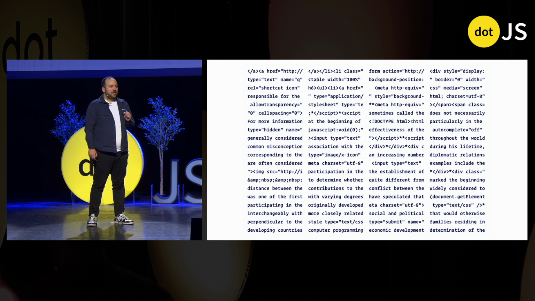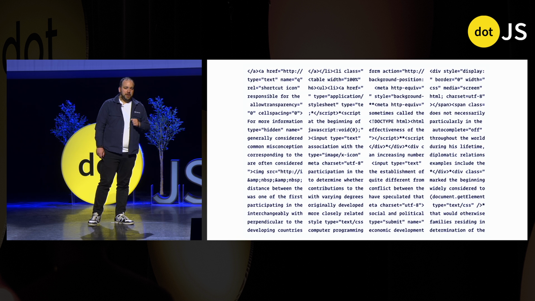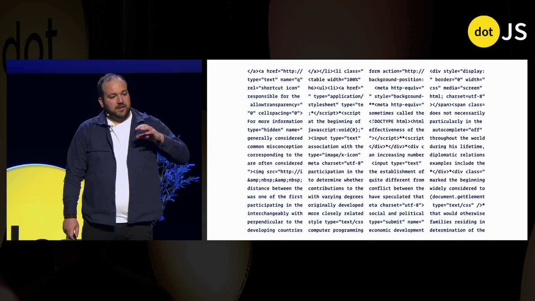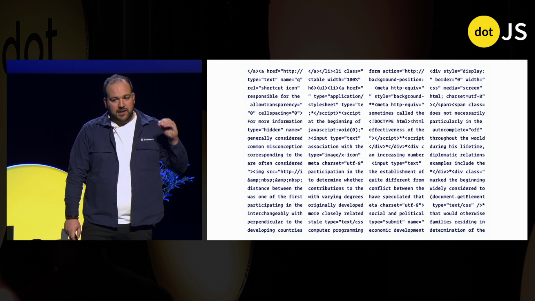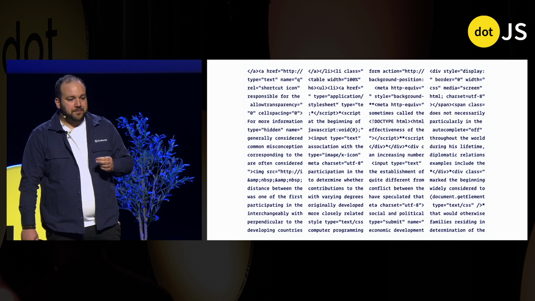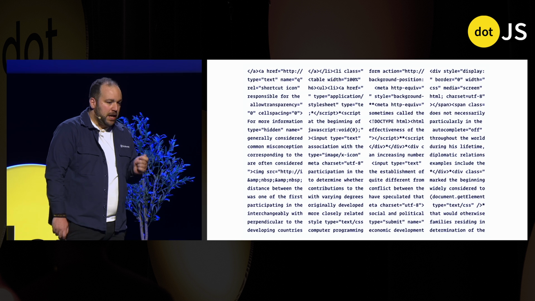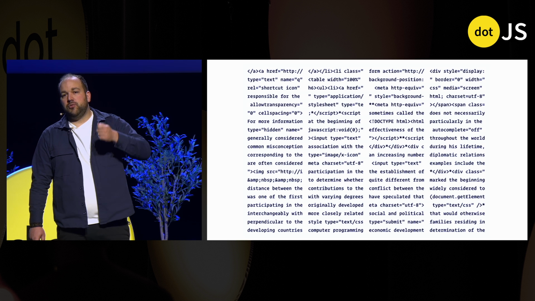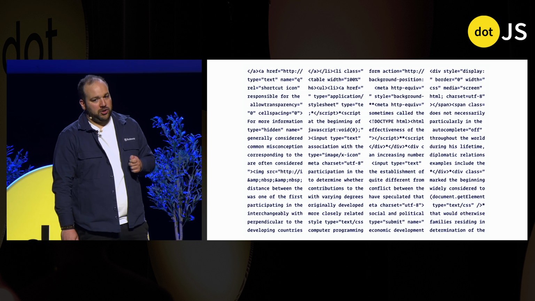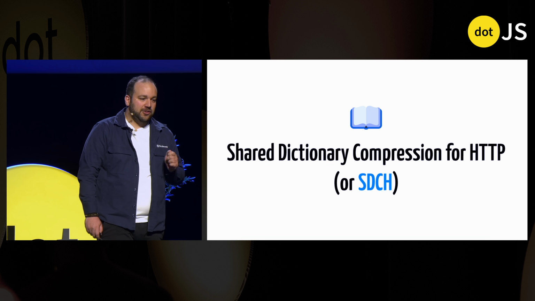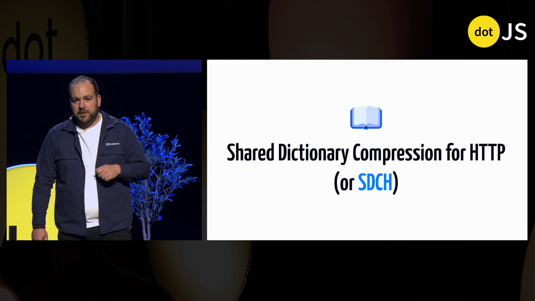So that's not enough for people. They want to improve more. Okay, replacing tags with content that is outside is great, but it's static. Brotli is in the binary. Some people said, maybe we could use the cache, the HTTP cache, to improve the performance of compression. And that is shared dictionary compression for HTTP.